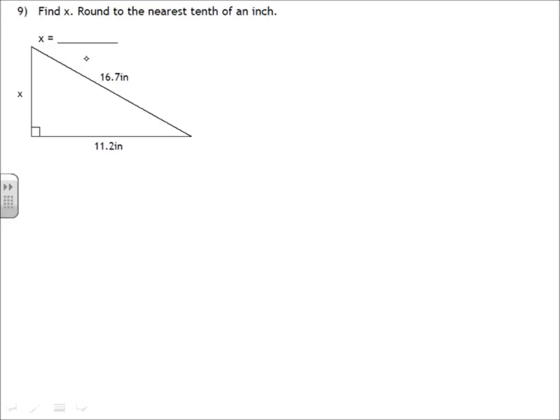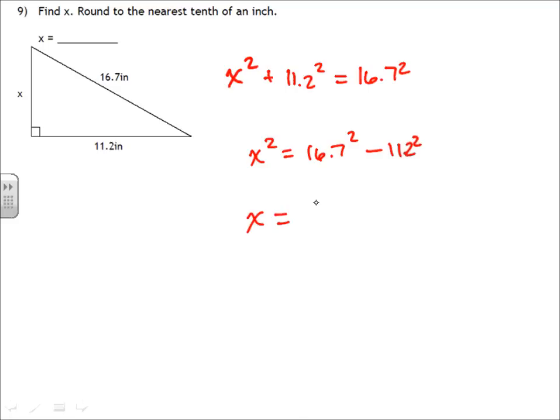Next, find x rounded to the nearest tenth. No angles are involved. It's a very straightforward Pythagorean problem. I know a leg squared plus the other leg squared, x squared plus 11.2 squared, is equal to the hypotenuse squared, which is 16.7 squared. And just go ahead and simplify this a bit. I get that x squared is equal to 16.7 squared minus 11.2 squared. And then if we take the square root of each side and just consider the positive, or principal, root, because this is a side length and it's not going to be negative, x would equal the square root of 16.7 squared minus 11.2 squared. And when I evaluate that, I get that x, rounded to the nearest tenth, is 12.4 inches.